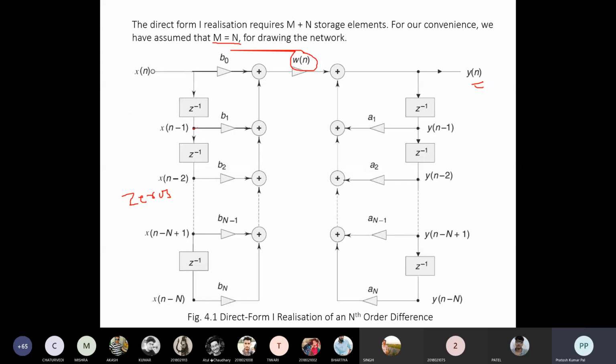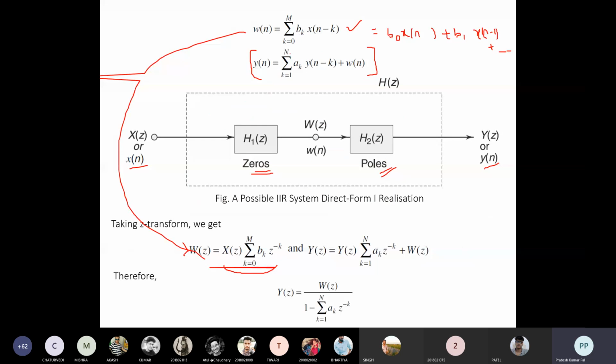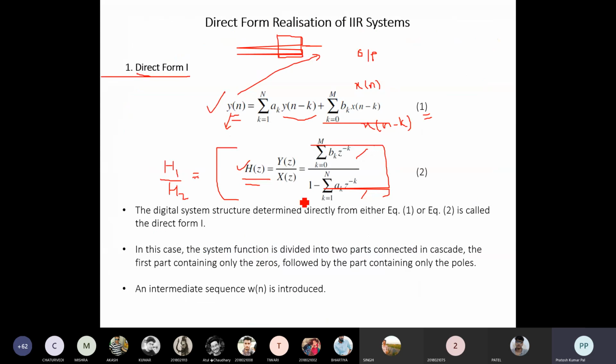So this will be the final representation of the direct form 1 realization. In direct form 1 realization, we can see this is the zeros, and this representation will be for the poles. One thing we need to take care of is, if this is the representation of a transfer function, then only that representation will be there.